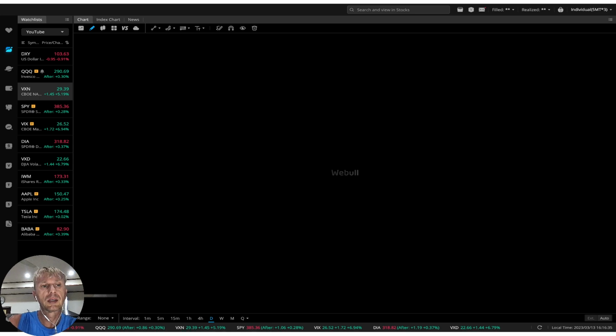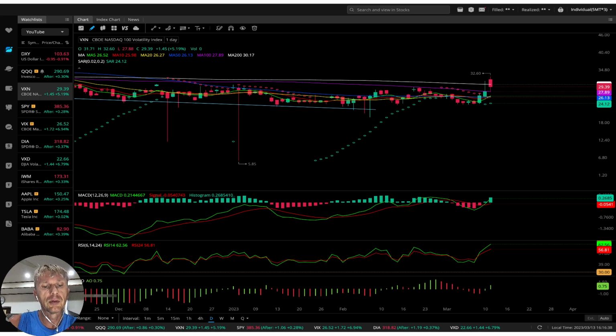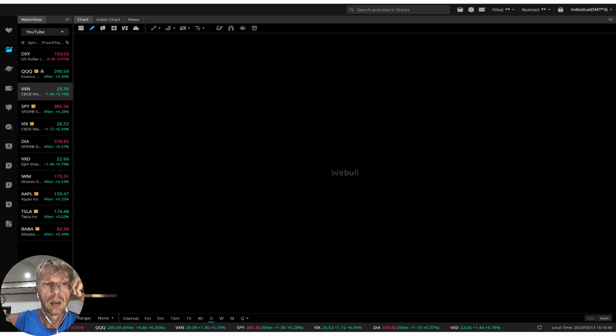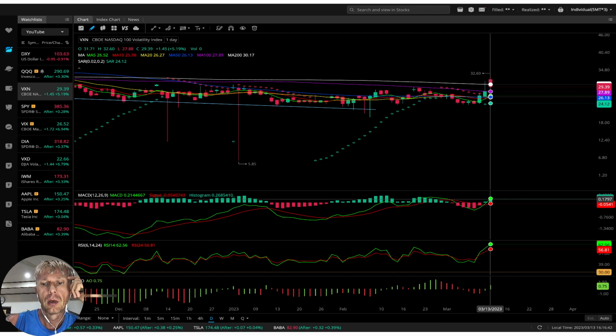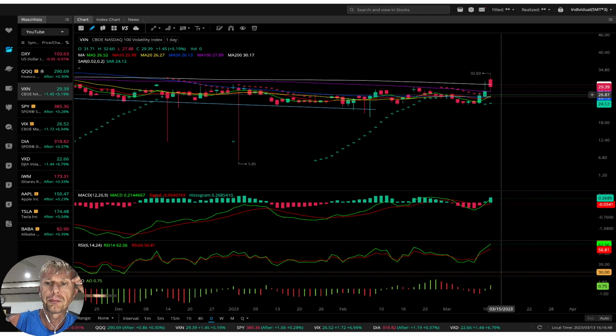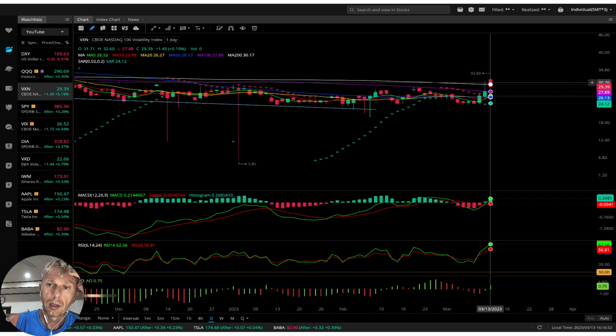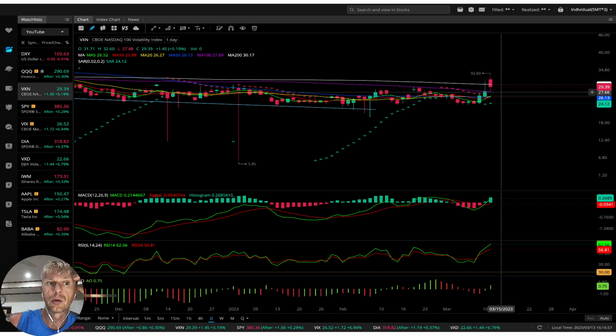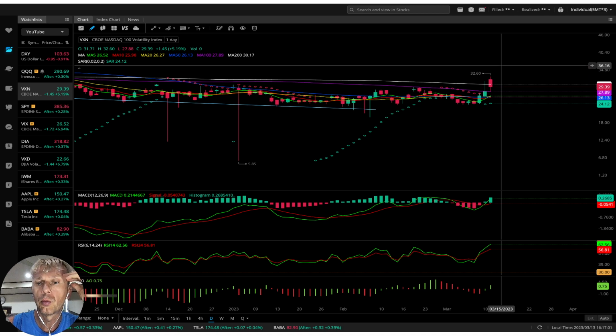Let's move to VXN, volatility index for Qs, daily time frame. Bullish crossover, bullish trend on all indicators. That's what we like. All indicators bullish means bearish for Qs. Last bar moved above the MA200 and closed below. We'll see if it's going to stay below 200 or it will continue to move up.